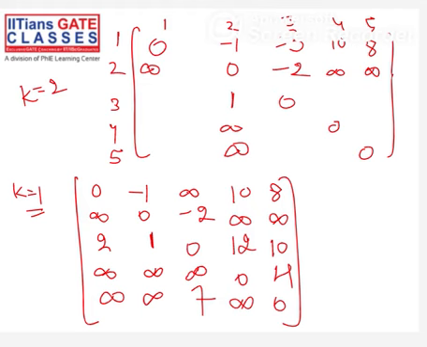Now 3 to 1 is 3 to 2 and 2 to 1. So this is infinity plus 1. So this is 2. This is still less, so we are not going to change. 3 to 4 is 3 to 2, 2 to 4. 2 to 4 is infinity. So this is 12. I don't need to change this.